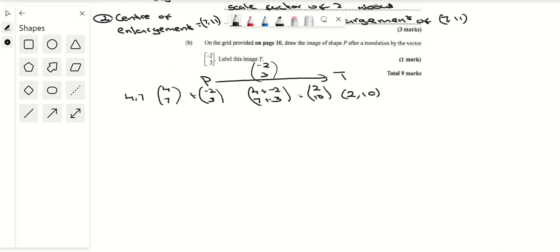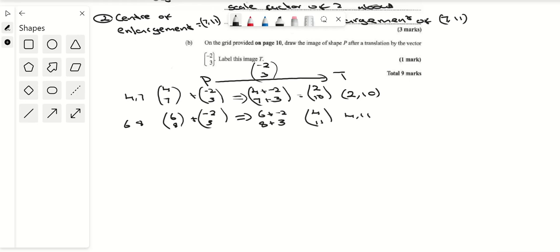Then you look at the next coordinate, which is 6, 8, change it to a column vector, 6 on top, 8 at the bottom. You add your translation -2, 3, right? That would be changed to 6 plus -2 and 8 plus 3, which is equals to 4, and 8 plus 3 is 11. So we know that the coordinates is 4, 11.